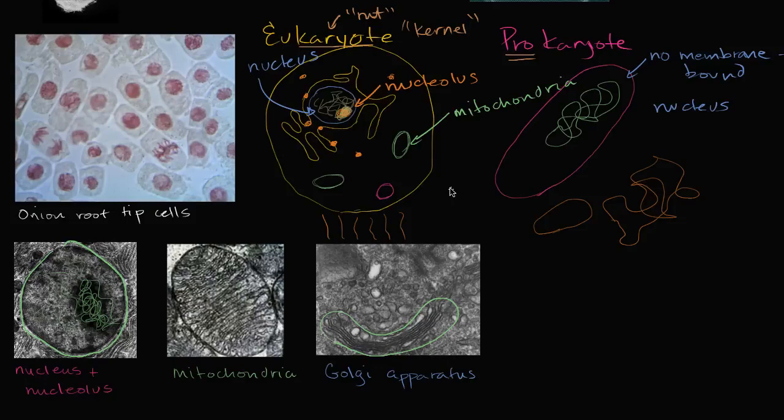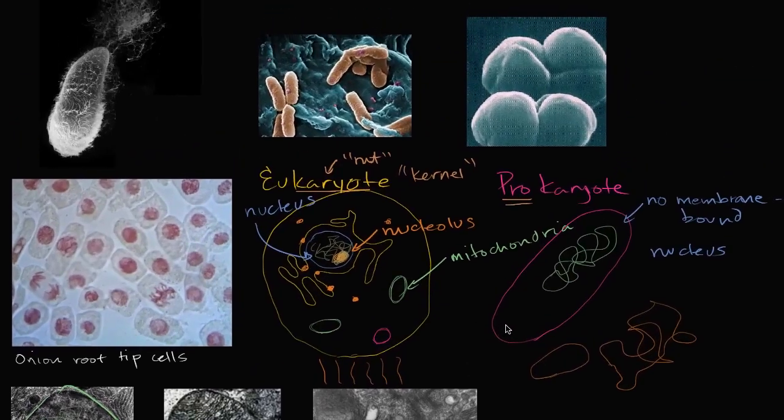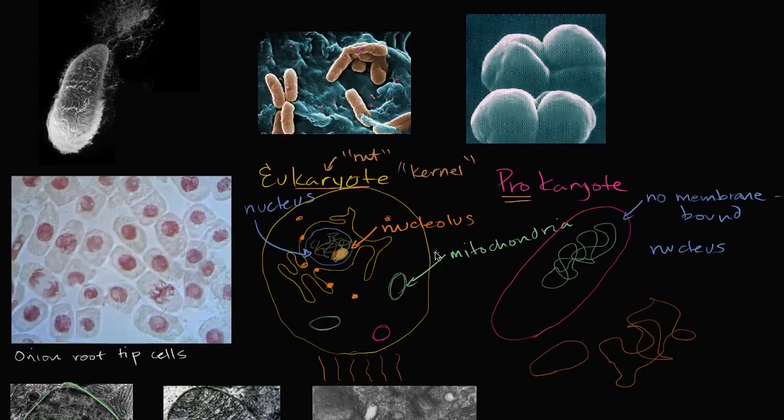DNA. So those are the three core distinctions: nuclear membrane, other membrane-bound organelles like mitochondria and the Golgi apparatus, and then you also have multiple single strands of DNA versus circular DNA. Other things is that eukaryotes tend to be larger, while prokaryotes tend to be smaller, and they tend to be simpler. So now that we know the key distinctions, what are examples of eukaryotes? Well, eukaryotes include most of what we interact with on a daily basis, or we think we're interacting with on a daily basis. This includes all multicellular organisms.